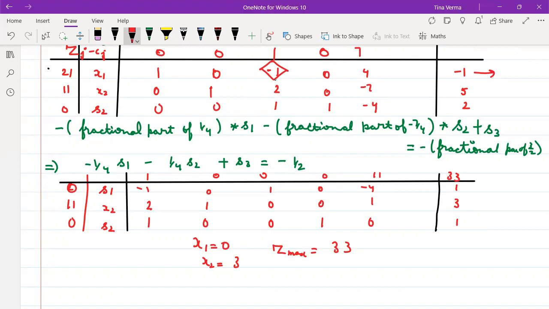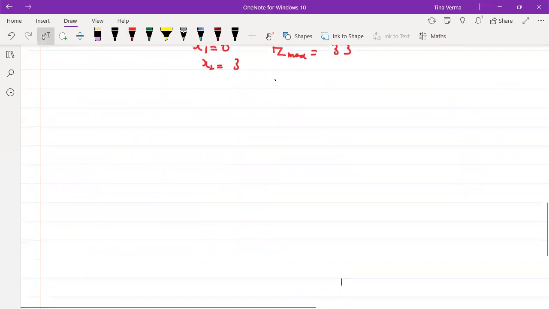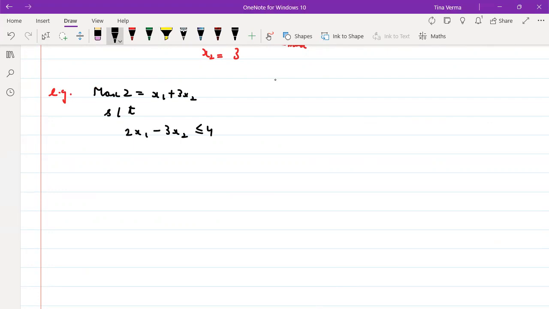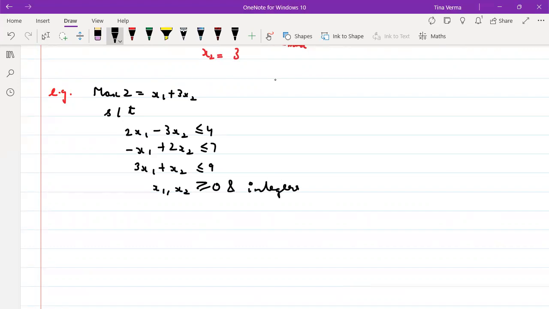We will do one more example. It will become clearer, where there will be more constraints with integers, but the process remains the same, right? So the example is: maximize z = x1 plus 3x2 subject to 2x1 minus 3x2 less than or equal to 4, minus x1 plus 2x2 less than or equal to 7, 3x1 plus x2 less than or equal to 9, x1 and x2 are greater than 0, and obviously it is given that these are integers.